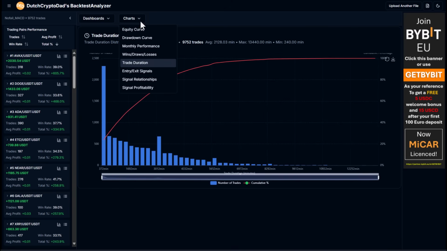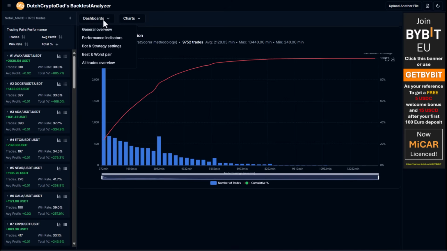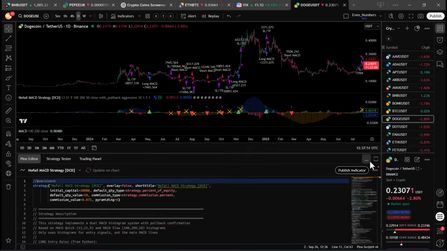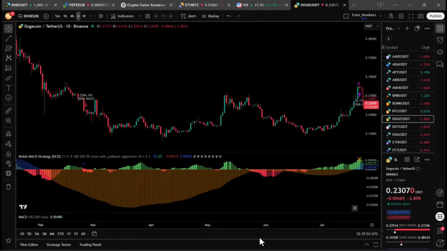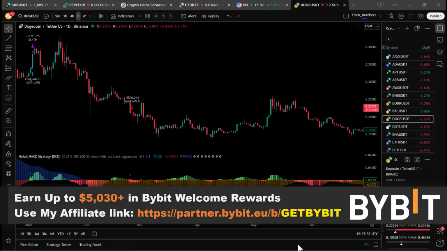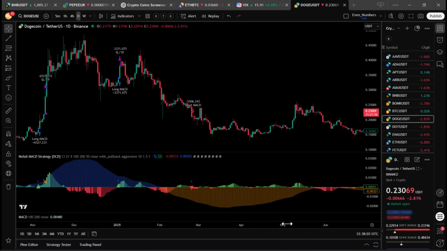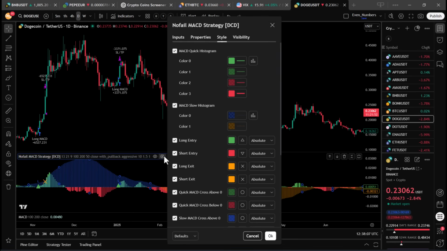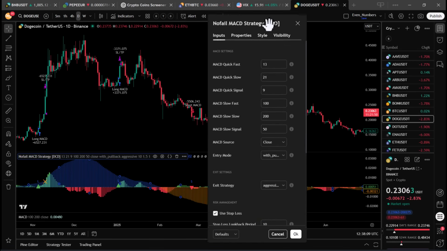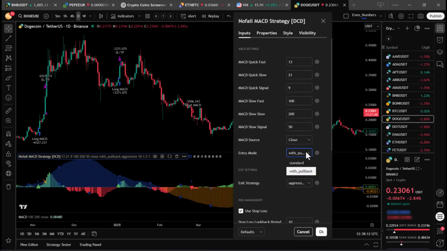We can also clearly see this in TradingView when I visualize the indicator and its proposed settings. Here you can see on the Dogecoin chart that in this bearish trend there is a zigzag around the zero line of the quick histogram. And every time the quick histogram goes below the zero, there is a potential short signal here. And these false signals can only be prevented by additional trading rules. For example, by adjusting the indicator settings. We can choose to use the pullbacks as additional rule for entries, or just use the standard cross-down entry mode.